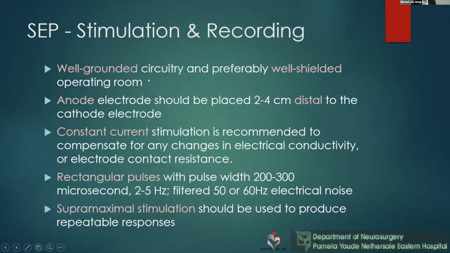So we have to use a well-grounded circuitry, ideally in a well-shielded operation room. And the anode should be placed distal to the cathode. And we use constant current stimulation because sometimes there may be change in conductivity or resistance, so it's best to use a constant current. And we use rectangular pulse, with pulse width like this, and the hertz and the filter. And then we use the supramaximal stimulation. It will not cause any harm to the nervous tissue. Compared with the motor stimulation, for sensory stimulation, you usually use supramaximal stimulation to have a better waveform.